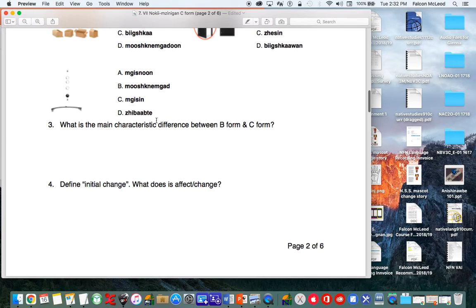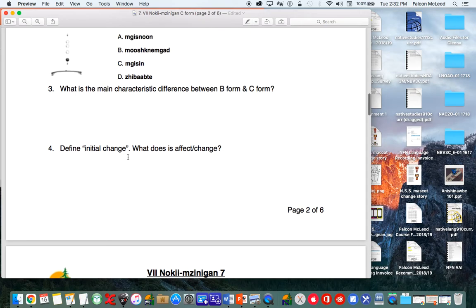So what is the main characteristic difference between B form and C form? One of them is when we change verbs into nouns that are pluralized nouns. So what kind of suffix do they use? And then also, what do we do to the first vowel sound in the verb, or prefix if present? So that's what we went over in today's lesson. That's right here.